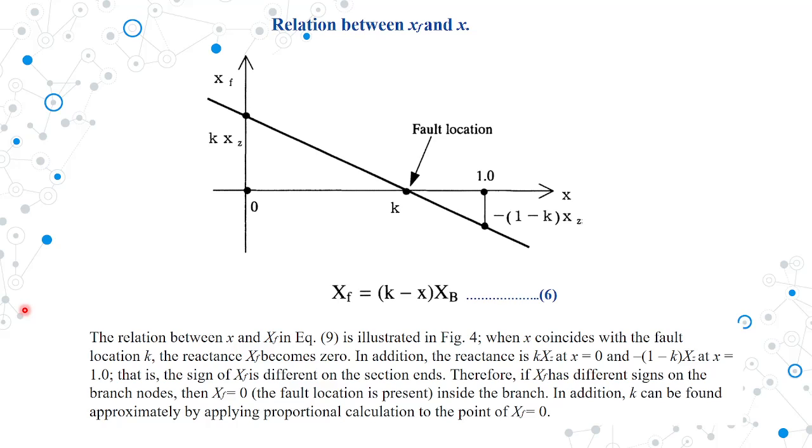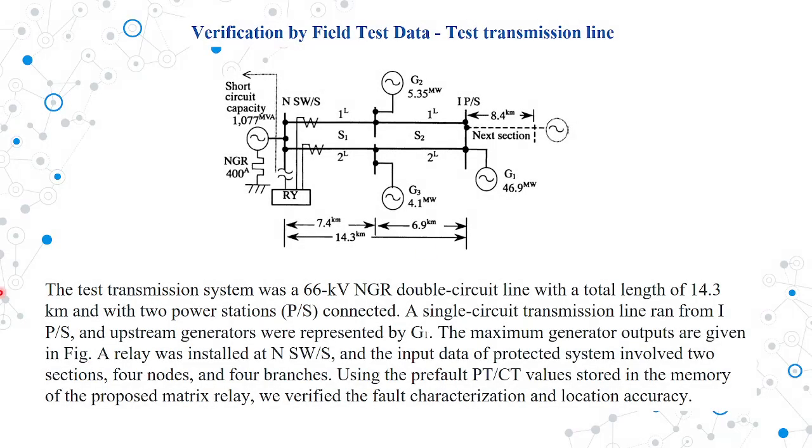Therefore, the XF has a different sign on the branch nodes. Then XF equal to 0 at the fault location is present. So at last we can state that when the fault occurs at a precise location, we can say that the XF will become 0. And the K can be found on the different sections.